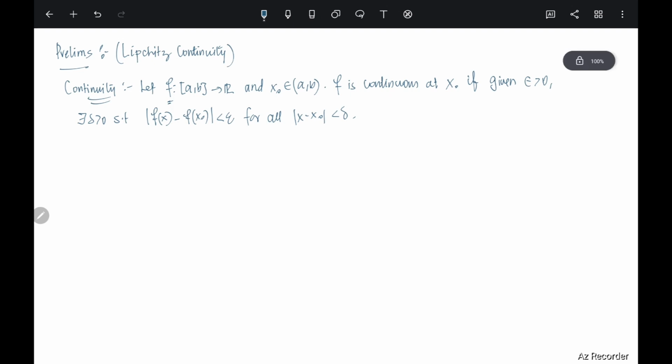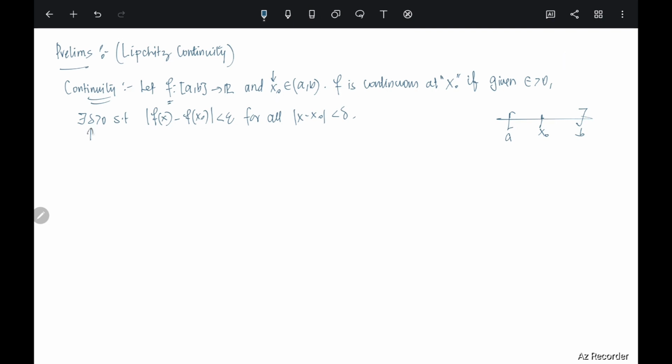So it is a real valued function, and you are assuming that you are starting with a point x0 which is in the open interval (a,b). So basically x0 is any point, so you have a, you have b, and x0 is an interior point of (a,b). Okay, so we say that f is continuous at the point x0 if you give an epsilon, you will have a delta depending on epsilon, such that |f(x) minus f(x0)| is less than epsilon for all |x minus x0| less than delta.